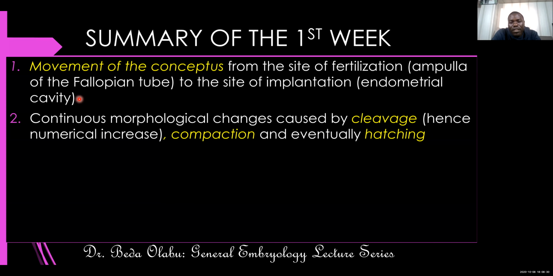We've agreed that the first few days, therefore, the conceptus will be in the fallopian tube, then the latter days in the endometrial cavity. As this movement takes place, there are continuous morphological changes. These morphological changes are being caused by that continuous cell division, which you call cleavage. Also by the fact that the cells are squeezing amongst themselves, causing a lot of pressure within, and therefore the zona pellucida gives way in a process we are calling hatching.